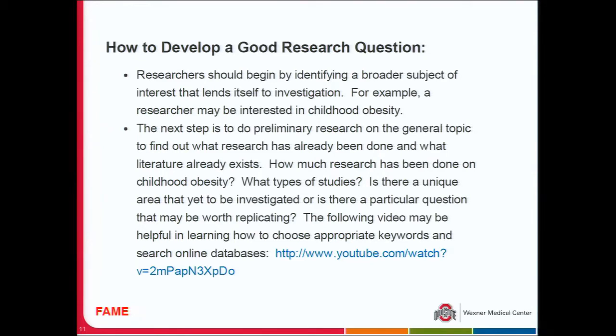So that's your big area of interest that you might step out into. And then next you want to do preliminary research into the general topic to find out what's already been done and what literature exists. How much has been done on childhood obesity and what types of studies? Is there a unique area that has not been investigated clearly? I think that can help inspire a lot of what your research question is.